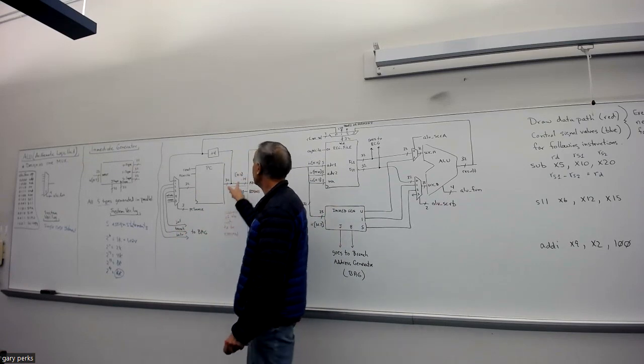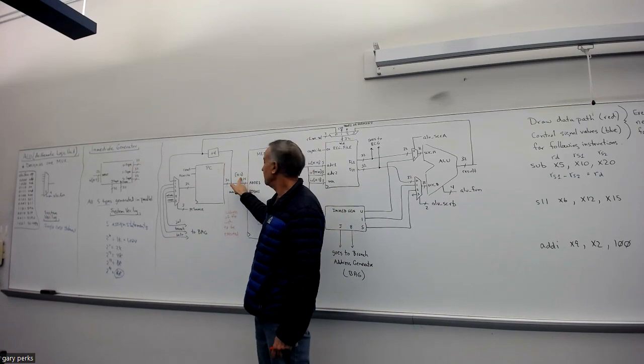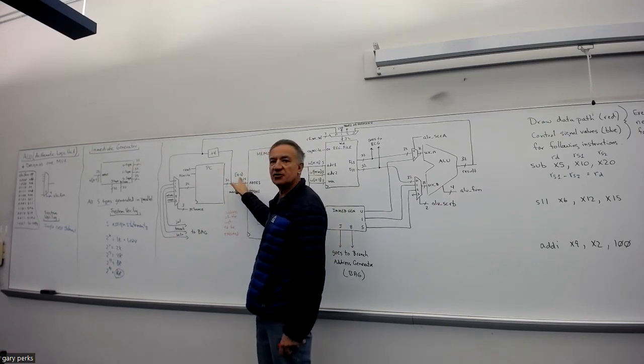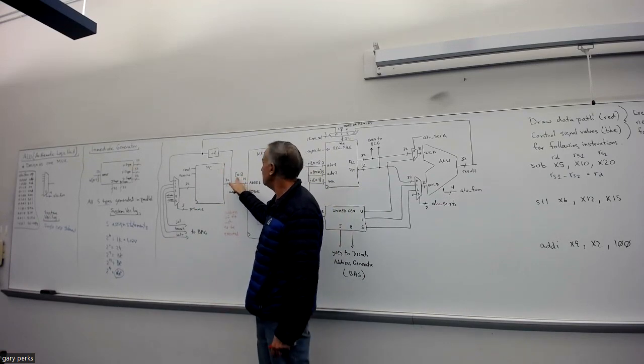Now, let me ask you this. Look, the 14 bits that we're using go from bit 2 to bit 15. It doesn't start at bit 0. Bits 0 and 1 are not part of this. Can you think of a reason why?